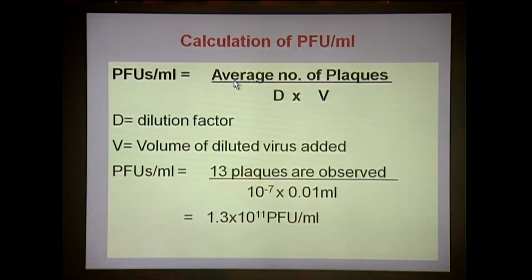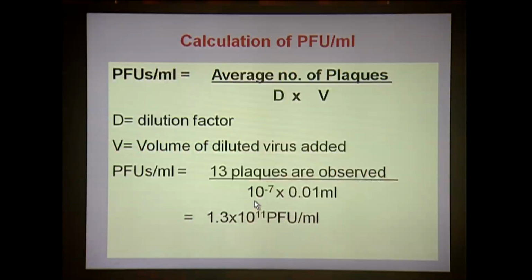We have to count the average number of plaques present in a countable plate, divided by the dilution factor and the volume of phage sample used in the experiment. Suppose we have got 13 plaques at a dilution of 10 to the minus 7 and we used only 10 microliter of phage sample. So the number of plaque forming units per ml is 13 divided by 10 to the minus 7 and divided by 0.01 ml. That means 1.3 into 10 to the 11 plaque forming units per ml.